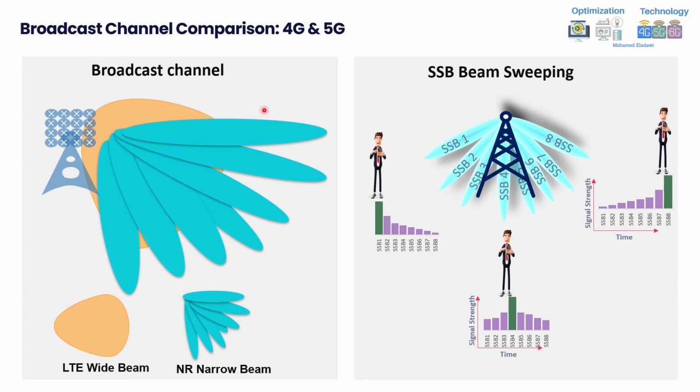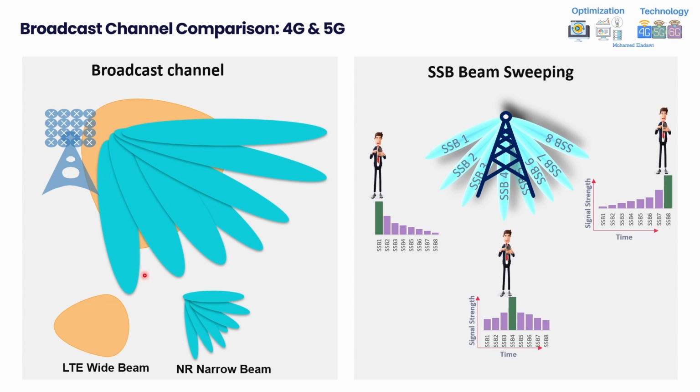If you remember the table which we addressed before, we mentioned that in 4G we used to have this kind of broadcast channel, which is a wide beam, while in 5G it's a narrow beam. I also addressed the SSB beam sweeping and so on. This is the main difference here. As you can see, the 4G distributes this as a wide beam, while the 5G has its narrow beam.